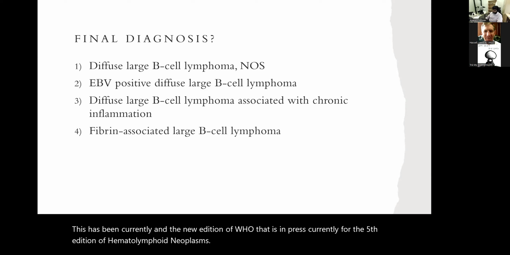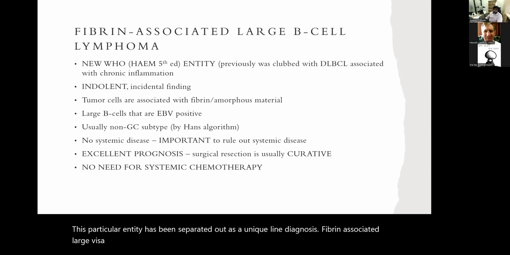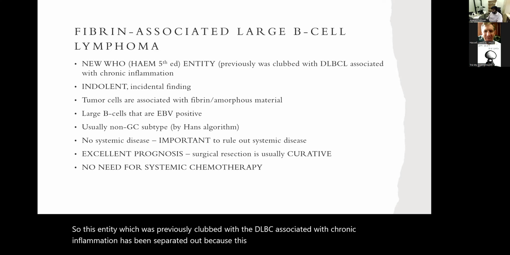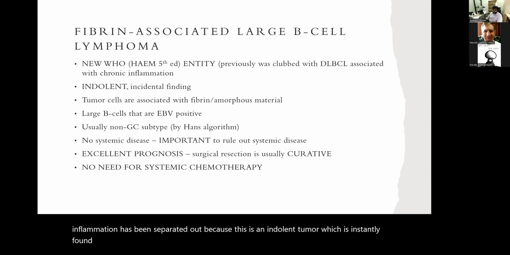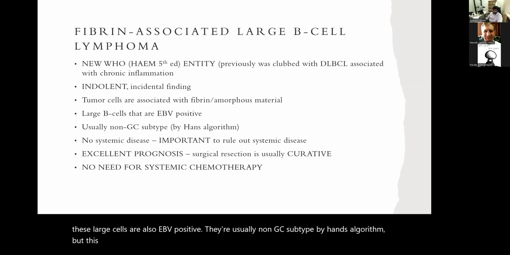This particular entity has been separated out as a unique line diagnosis, fibrin-associated large B-cell lymphoma. This entity, which was previously clubbed with the DLBCL associated with chronic inflammation, has been separated out because this is an indolent tumor, which is incidentally found. They are associated with fibrinous material or amorphous material like our case. And these large cells are also EBV positive. They're usually non-GC subtype by Hans algorithm, but this case is actually GC subtype.